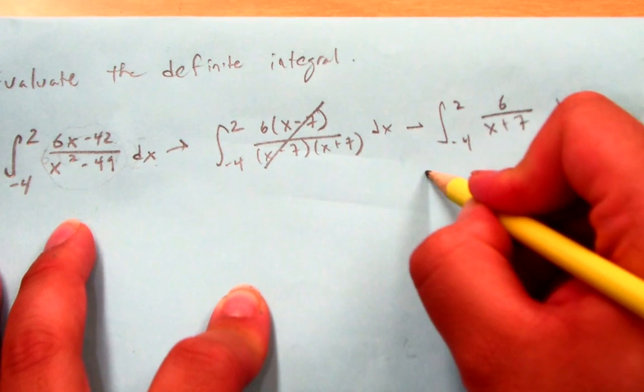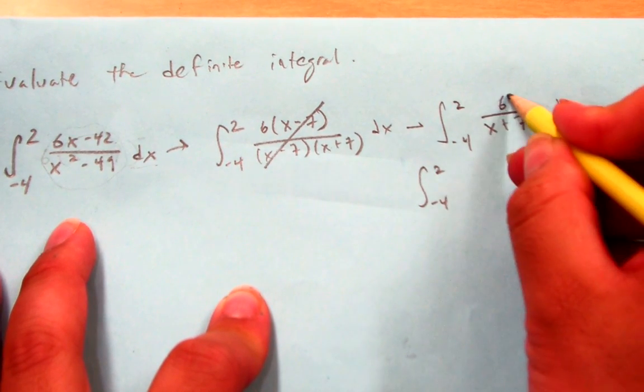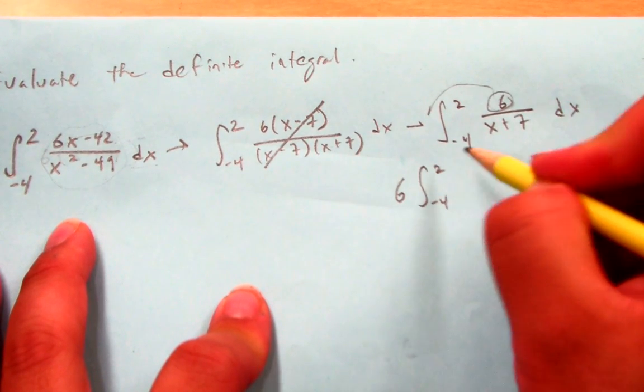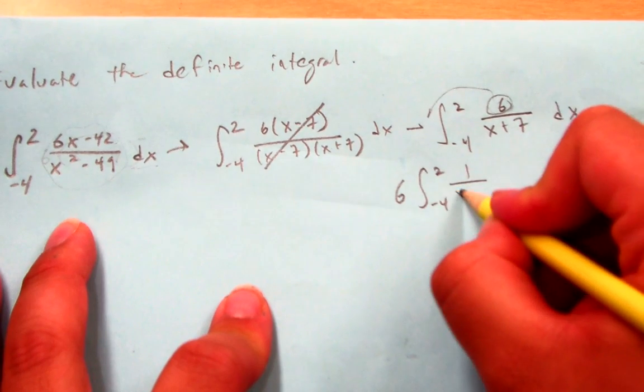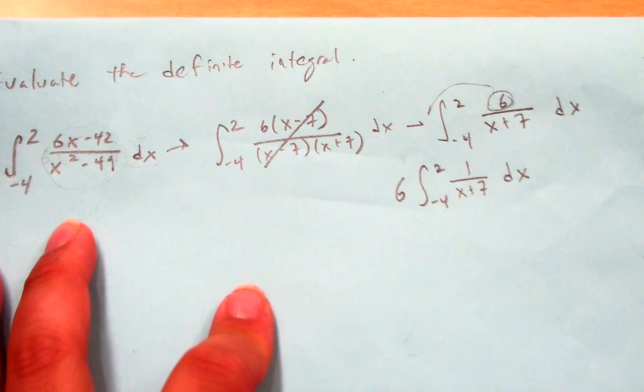I can furthermore write this as the integral from -4 to 2. I can quote-unquote factor out this 6 from my integral because it's a constant multiple. We'll talk a bit more about properties of definite integrals later this week, but that's a pretty straightforward one.